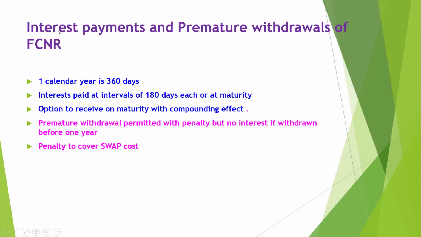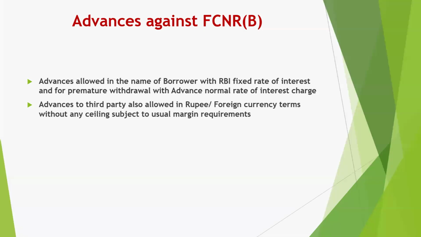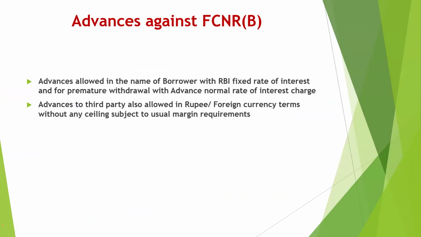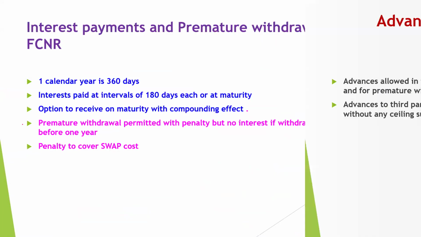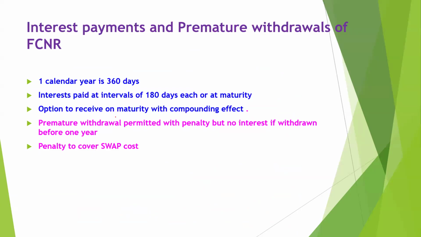Okay, so next is interest payment and premature withdrawal of FCNR. So first, one calendar year is 360 days. Okay, so 360 days means one calendar year, so that you can remember, that is 360 days, one calendar year.